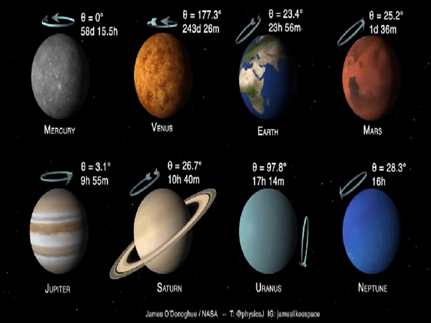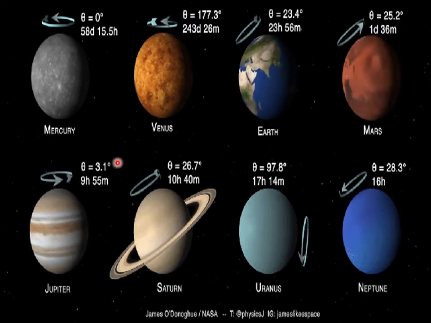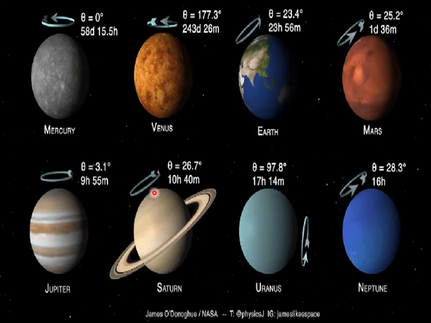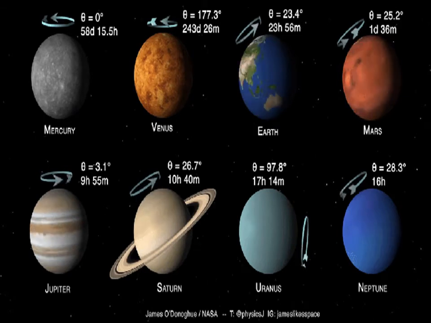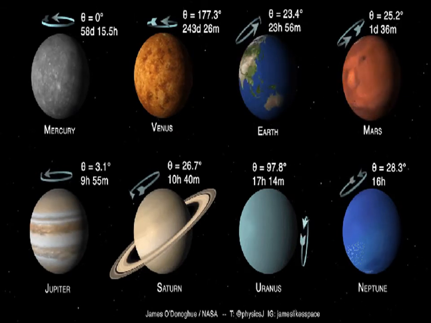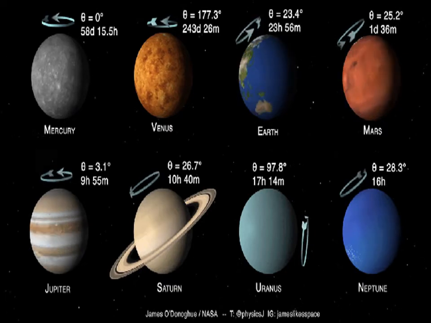So let's now discuss each of these planets briefly. Here we can observe we have 8 planets, and this is the axis of rotation, how they rotate, and we can see the rotation direction also: some of the planets rotate from east to west, some from west to east. So let's discuss each of these planets briefly.